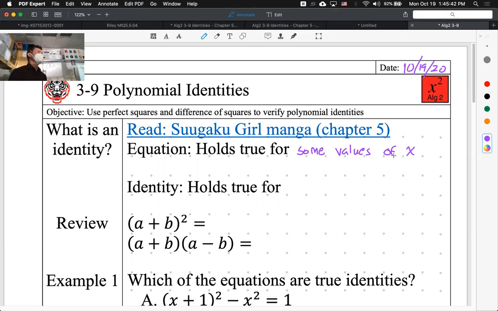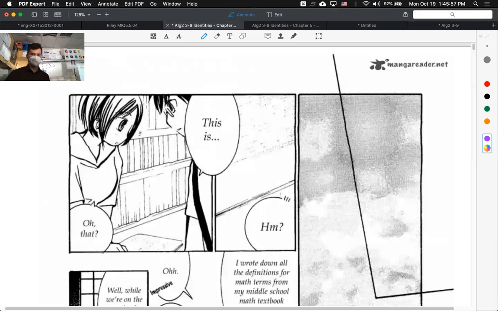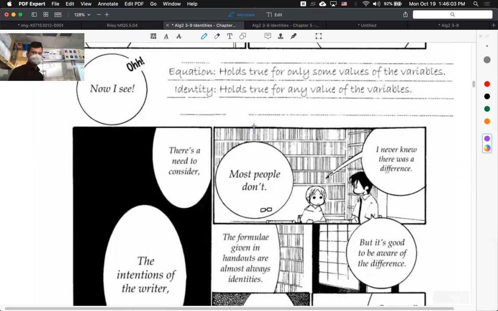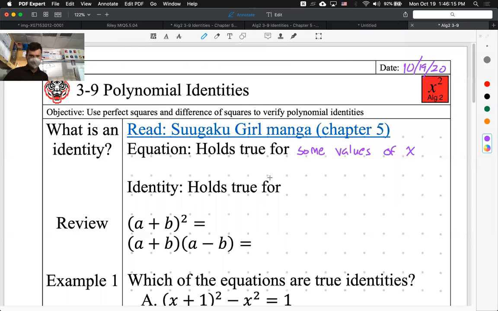And an identity holds true for... Someone that read the manga, which should be all of us? No? Okay, well, let's go back to the manga and see where they talk about this. There it is. An equation holds true for only some values of the variables, and an identity holds true for any value of the variables. They don't say x because you could have the variable be anything. So we'll say down here, it holds true for all values of the variables.